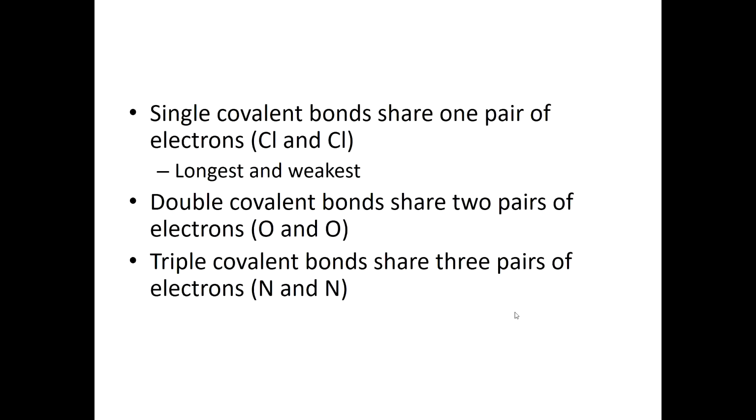When 2 nitrogens bond together, they share 3 pairs of electrons. So those end up being even closer together than a double bond, and so those are the shortest and the strongest of the 3. So just remember, every time we form an additional bond that brings those 2 atoms closer together, that makes the bond shorter and it makes the bond stronger. And if the bond is stronger, that means if you try to heat it up, it's going to require more energy to break that bond.